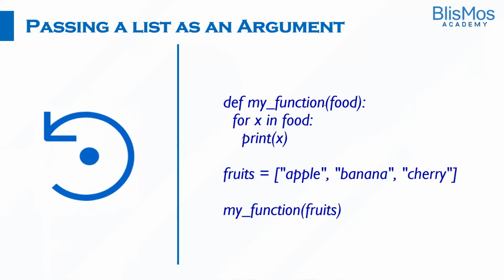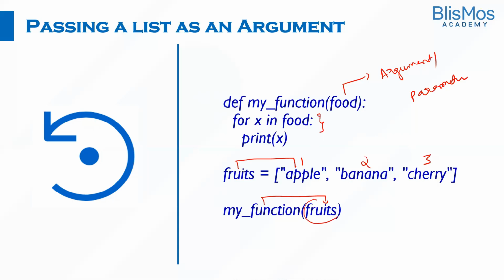Just to take an example here, this is our argument or parameter. And remember, we are putting our for loop into use here: for x in food, print x. So our list is fruits, and within that we have 1, 2, and 3. Now, when I call this function with this value, it will print all these fruits. So even though I am passing only the fruits as an argument, Python has the intelligence to decipher, oh okay, this is a list, I need to print them one by one. That is how you can pass a list as an argument.